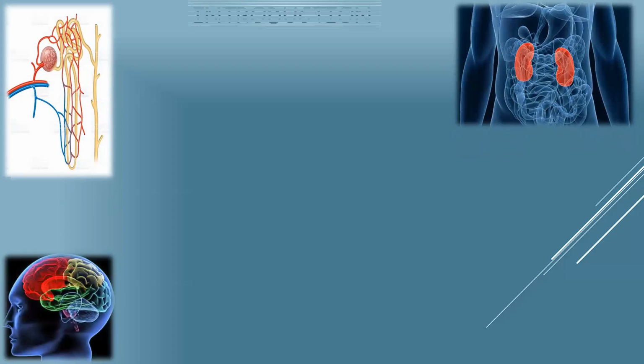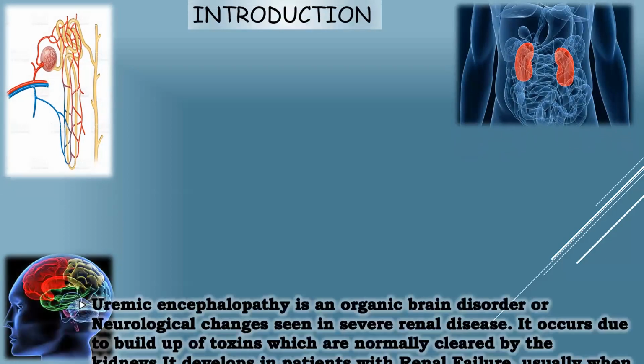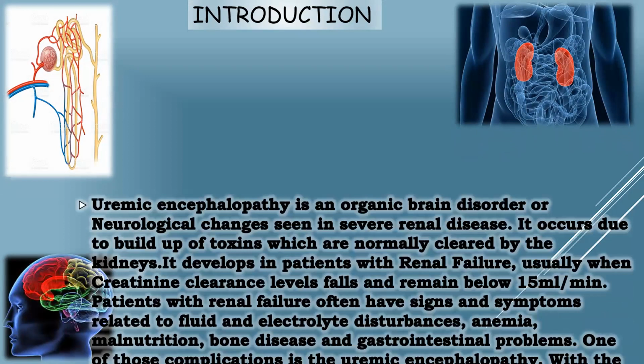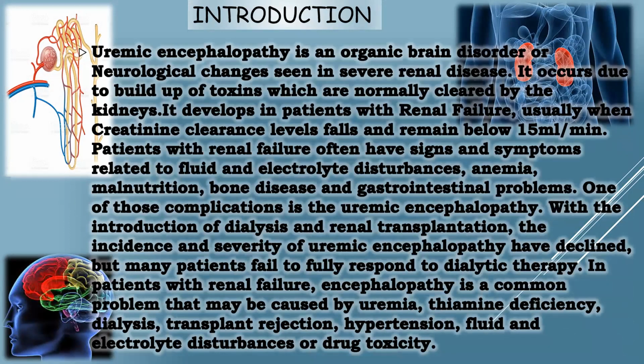Next, we'll move on to the introduction. Uremic encephalopathy is an organic brain disorder or neurological change that we see in severe renal diseases. When we look into the term neurological or neurology, we can say that it is associated with the brain. It occurs due to the buildup of toxins, which are normally cleared by the kidneys. Normally, all the waste products or toxins in our body are mainly removed by our kidneys.